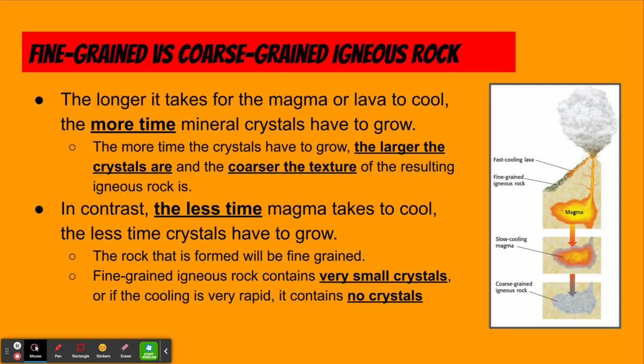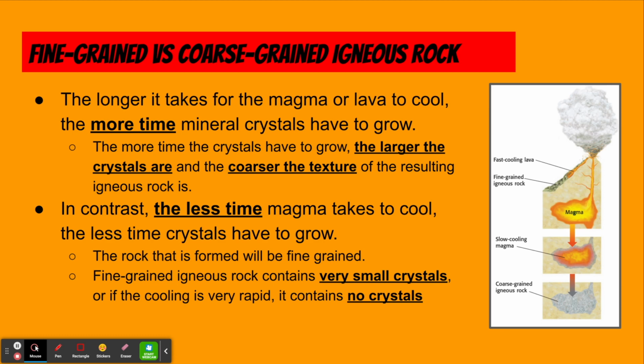In contrast, the less time that magma has to cool, the less time crystals have to grow. The rock that is formed will be very fine grained, or a lot of times very smooth. Fine grained igneous rock contains very small crystals, or if the cooling is very rapid, it may contain no crystals.